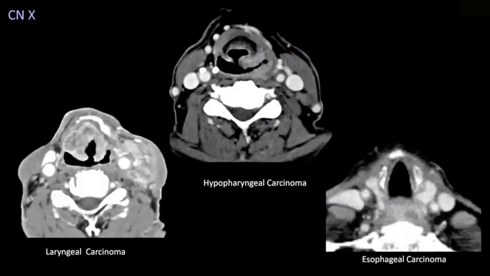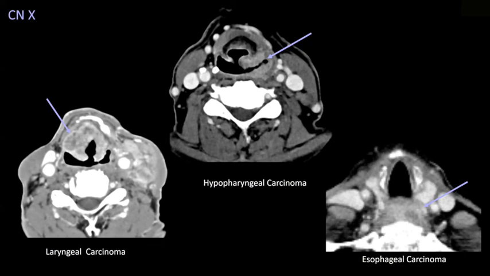cancer. So neoplasms are really one of the most worrisome causes of otalgia that the clinician does not want to miss. And these neoplasms can really arise anywhere along the aerodigestive tract. So carcinomas of the larynx, the hypopharynx, and the esophagus, as we see here. And earlier we saw carcinomas of the oral cavity, the oropharynx, and nasopharynx. All of these neoplasms in these sites can cause otalgia.